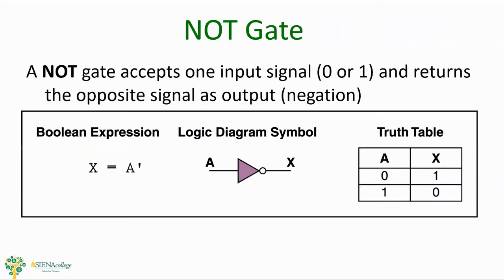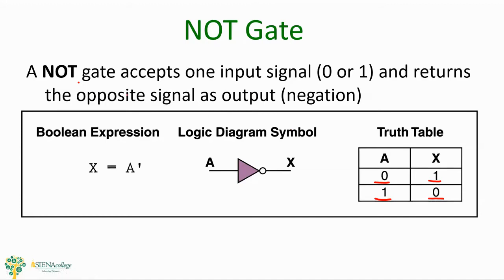The NOT gate is unique in that it's the only one that accepts one input. Like all gates, it has one output. The NOT gate inverts the input. So if we have a 0 going in, there'll be a 1 going out. If we have a 1 going in, we have a 0 going out. And we can see that in the truth table. 0 as our input, 1 as our output. If we have a 1 for our input, we'll have a 0 for our output.